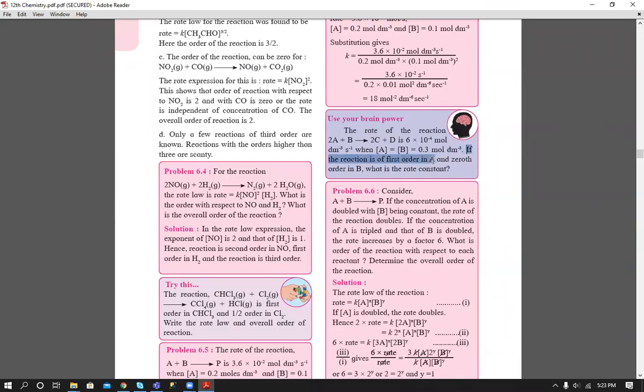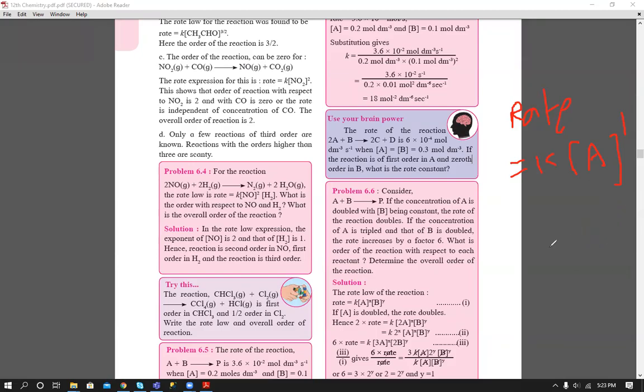If the reaction is first order in A, so rate equal to K concentration of A with the power 1 and zero order in B, so no need to write the concentration of B. So how will we solve? This is the same problem as you have. Rate will be equal to K concentration of A with power 1 as constant, with the zeroth order in B. So the concentration of B will be written in this way with power 0. If the power is 0, then no need to write this term.